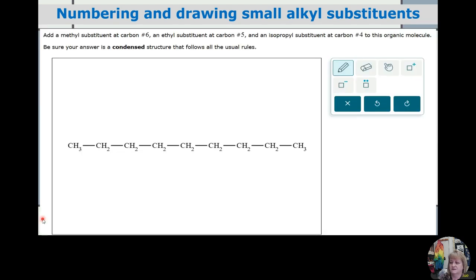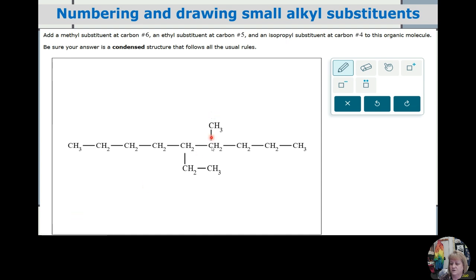Okay, now this one is again another one where I've got a condensed structure. I wanted to do another condensed structure because I think this one is harder than just doing the line diagram. So this one, we're going to put a methyl substituent off number 6. So counting 1, 2, 3, 4, 5, 6. So off this one, we're going to do a CH3. And then an ethyl off 5, so one back, we're going to put the CH2CH3. So we're going to do that.